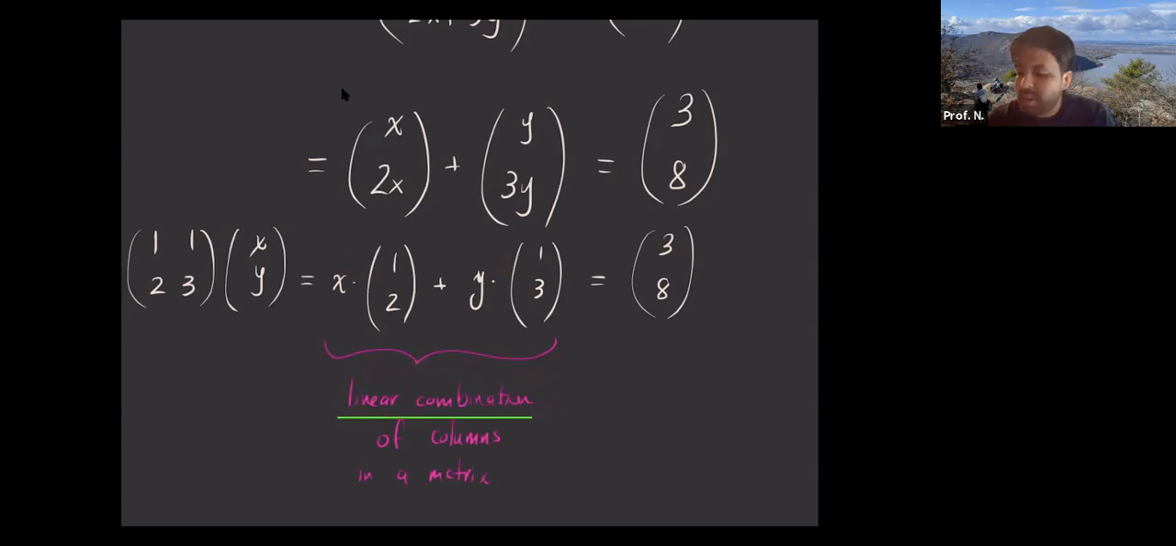And these things are the columns of the matrix. So when you multiply a matrix by a column vector, another way to interpret this is a linear combination of the column vectors. It's like saying, how many of this column do I need, and how many of this column do I need, in order to create this number here?